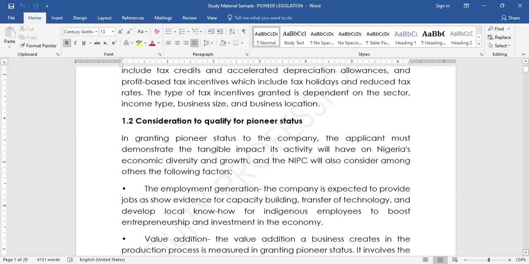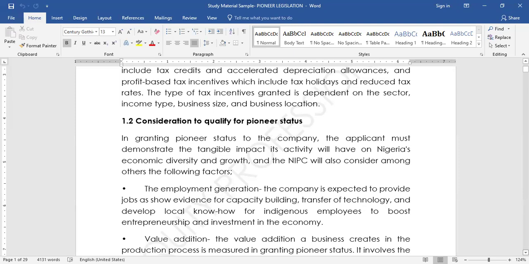Like I said, pioneer status is normally given to multinational companies, though local companies established in Nigeria too can apply for pioneer status. Most of the companies that enjoy pioneer status are normally multinational companies, but that does not mean a local company cannot enjoy it. Local companies too can apply. If they meet the conditions, they can apply.